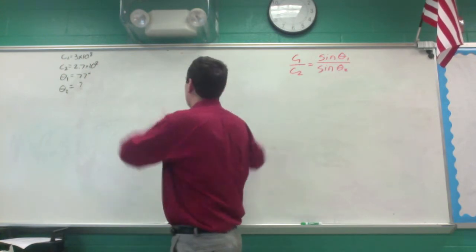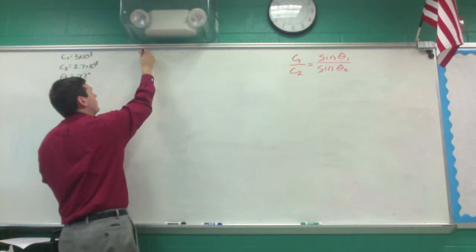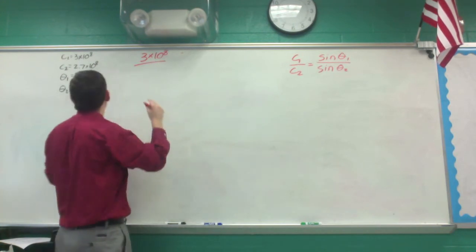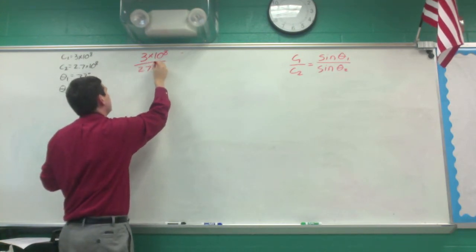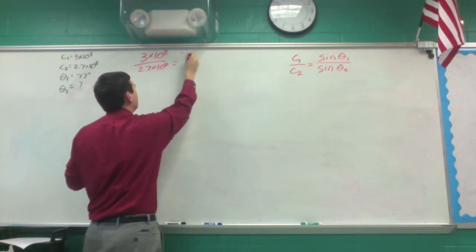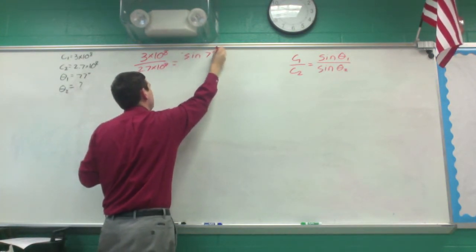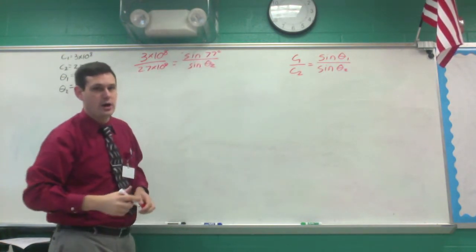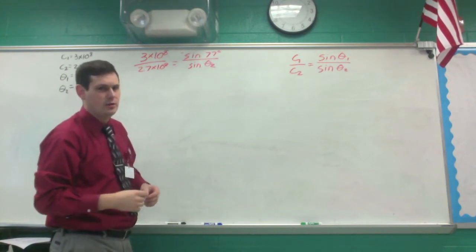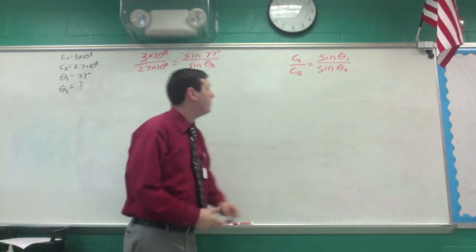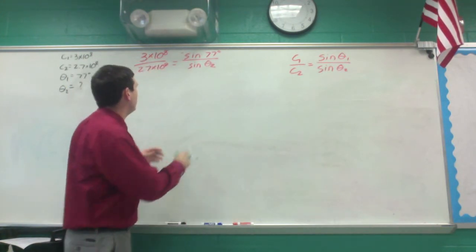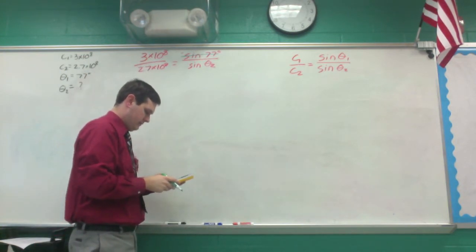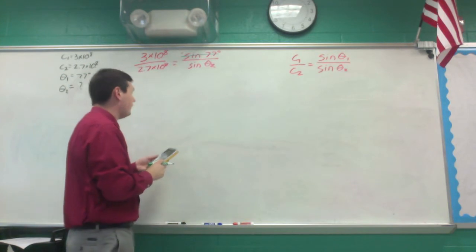So we know C1 at this point. So we're going to put 3 times 10 to the 8th divided by 2.7 times 10 to the 8th equals the sine of 77 degrees over the sine of theta 2, which we don't know. So now we solve out what we do know. Well, sine of 77 we can replace, because we can find that on a calculator. It's 0.974.